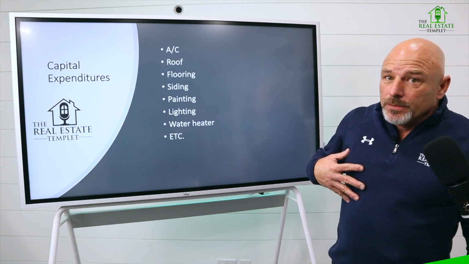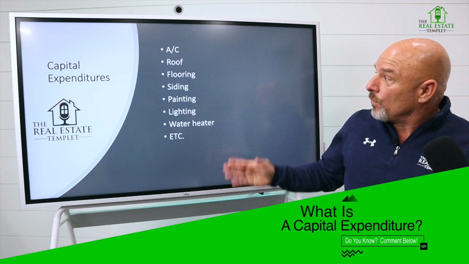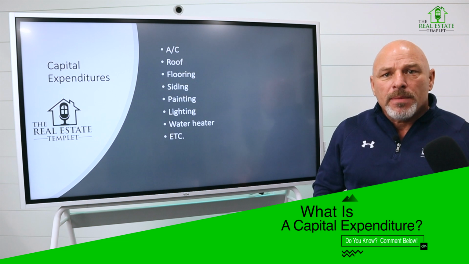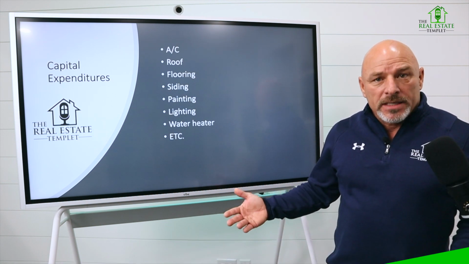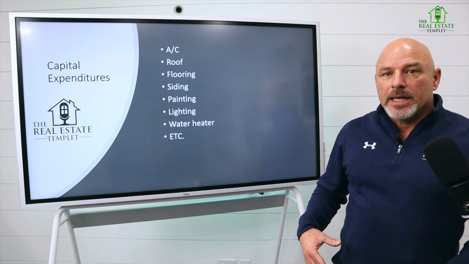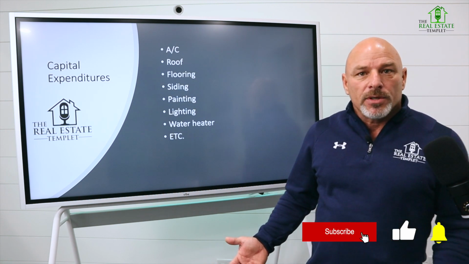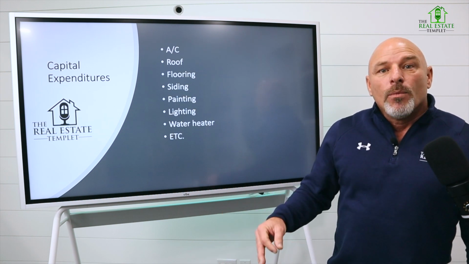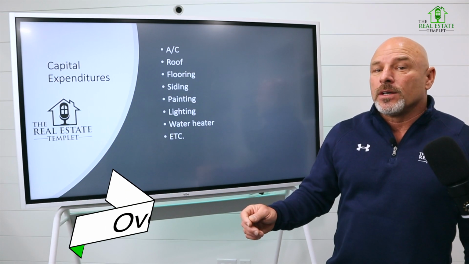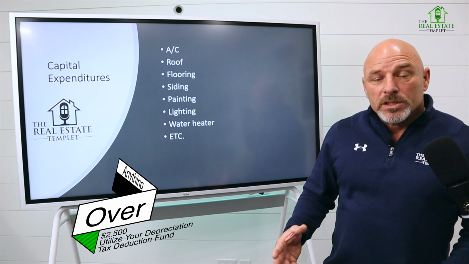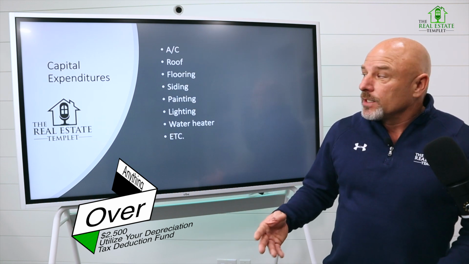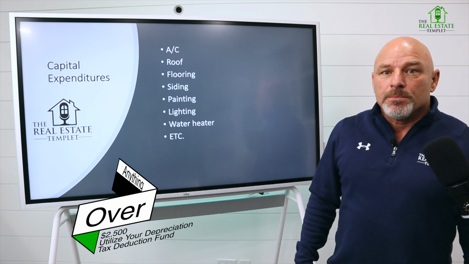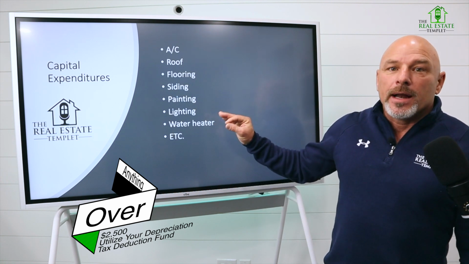What is a capital expenditure? A capital expenditure is an air conditioning unit, a roof, flooring, siding, painting, lighting, a water heater. It can be almost anything. Everybody looks at a capital expenditure from a different perspective. For me, in my accounting purposes, anything over $2,500 is going to be a capital expenditure. I'm going to track that cost and give that cost to my accountant. My accountant is then going to take that and do depreciation on it, which we discussed in a previous video. The depreciation gives me the ability to write that expense off for 27 and a half years on the profits of my company. So it is important to understand what a capital expenditure is, how to track it, and what to do with it.